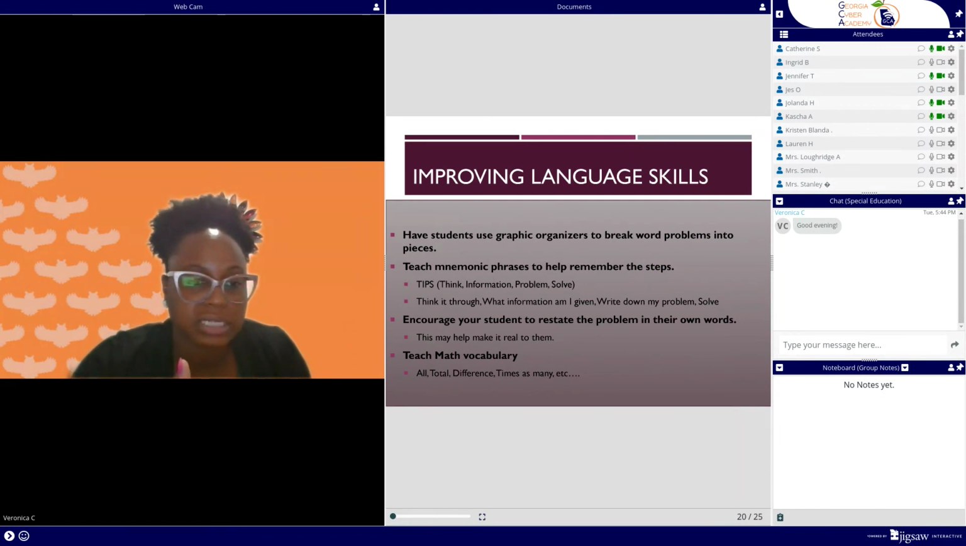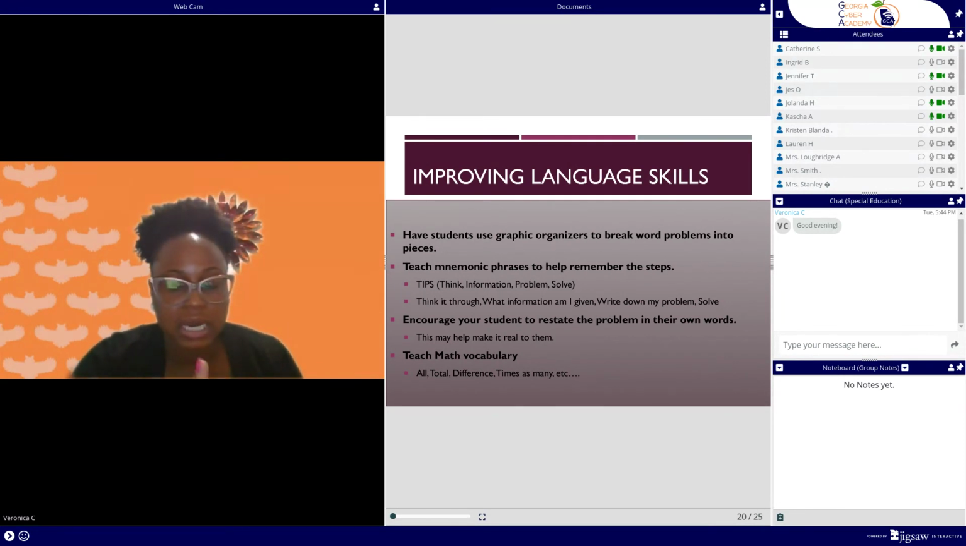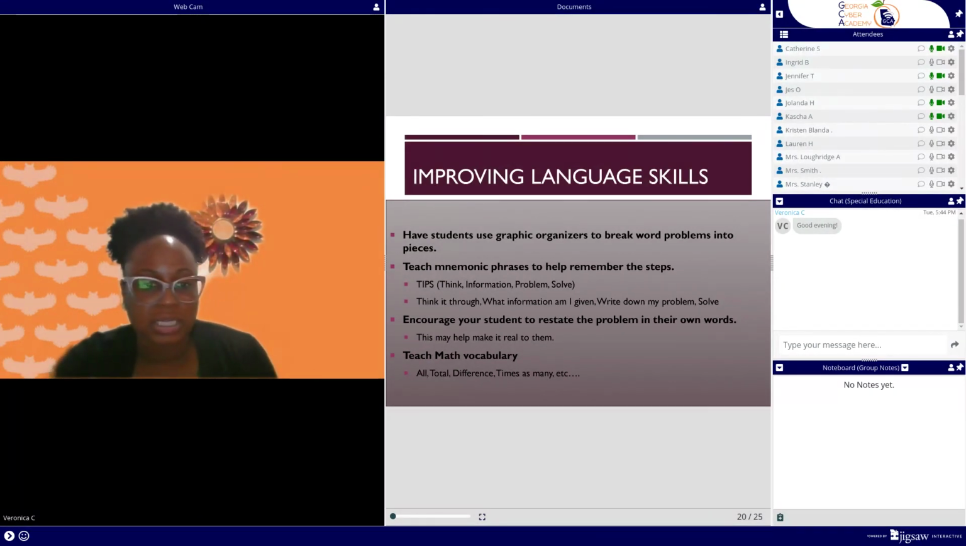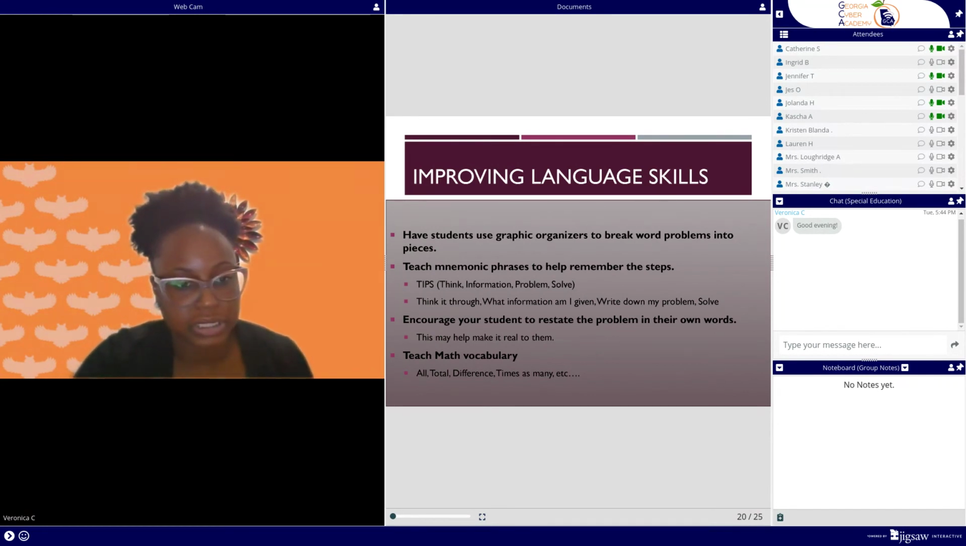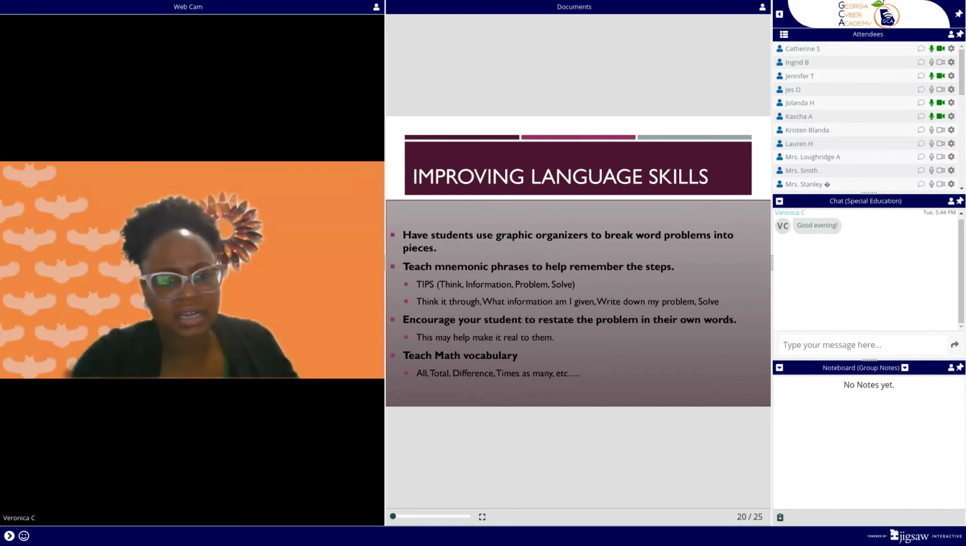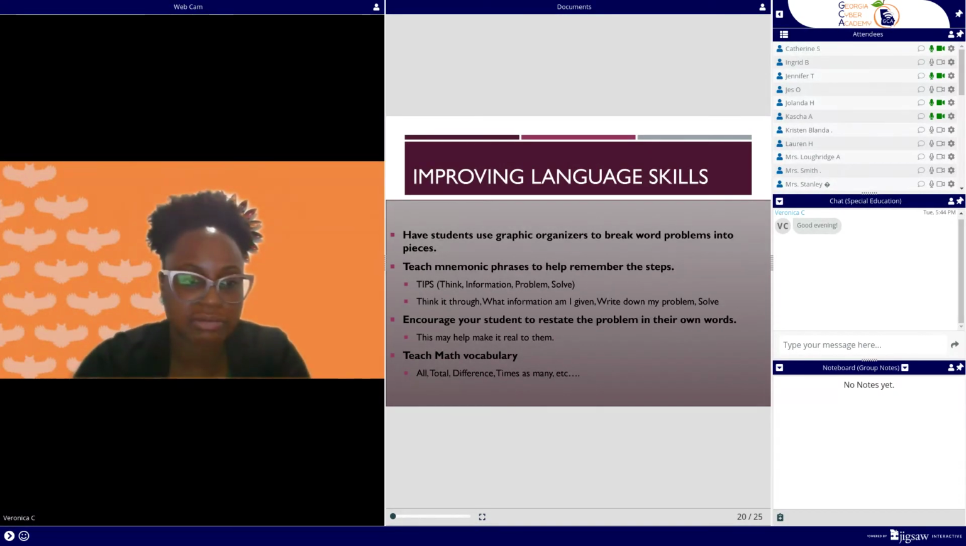So we talked about this earlier, improving that language. So having students use graphic organizers to break word problems into pieces, try mnemonic phrases, encourage a student to restate the problem in their own words. That's one of my favorite tools. It's like I give you a word problem. Now, tell me what you think this question is asking us. And then also teaching that math vocabulary, making flashcards with them and sitting down and saying, okay, these are some of the words we're going to encounter. Or even the teacher may already give the vocabulary and you kind of reinforce it outside of class.